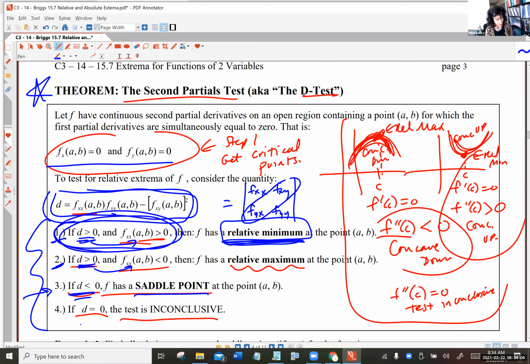If D is greater than 0, you have to evaluate fxx. If D is greater than 0 and fxx is also greater than 0, you have a relative minimum. If D is greater than 0 and your fxx is negative, you have a relative maximum. If D is negative, you don't have to check anything else. Just boom, you've got a saddle point. And if D is exactly equal to 0, it doesn't mean that there isn't a max or a min. It means the test is inconclusive and you may have to use a computer-aided system or something to figure out what's going on.